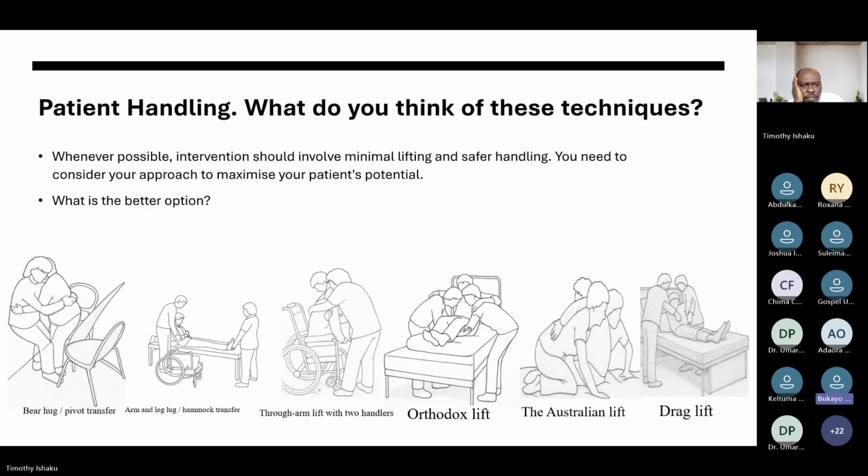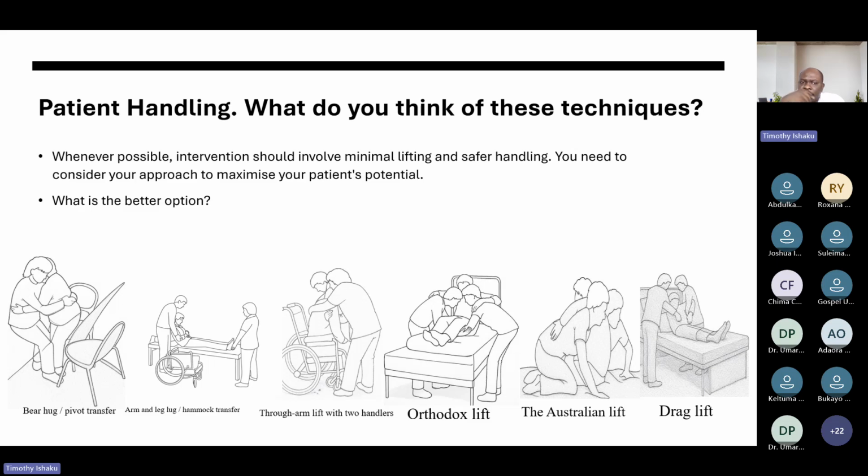So the orthodox lift also, as he has mentioned, both lifters will come down with serious back pain because of the height of the bed. And as he said, the Australian lift is a no-go area. The same thing also goes for the fourth one, which is the drag lift. The patient might likely suffer some injury in the shoulder. And also, there are other ways that this can be done properly and everybody will be safe. Thank you.